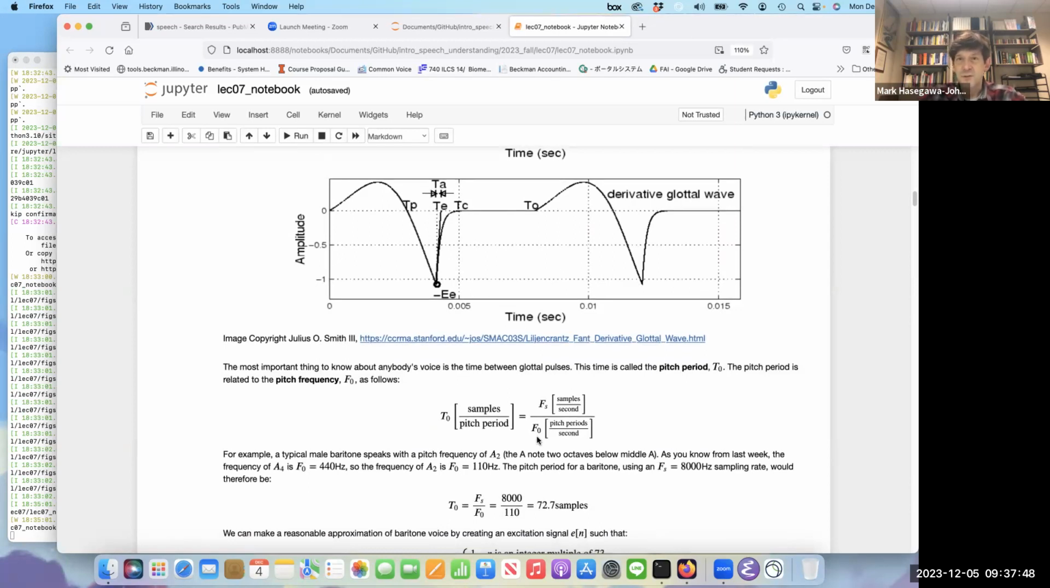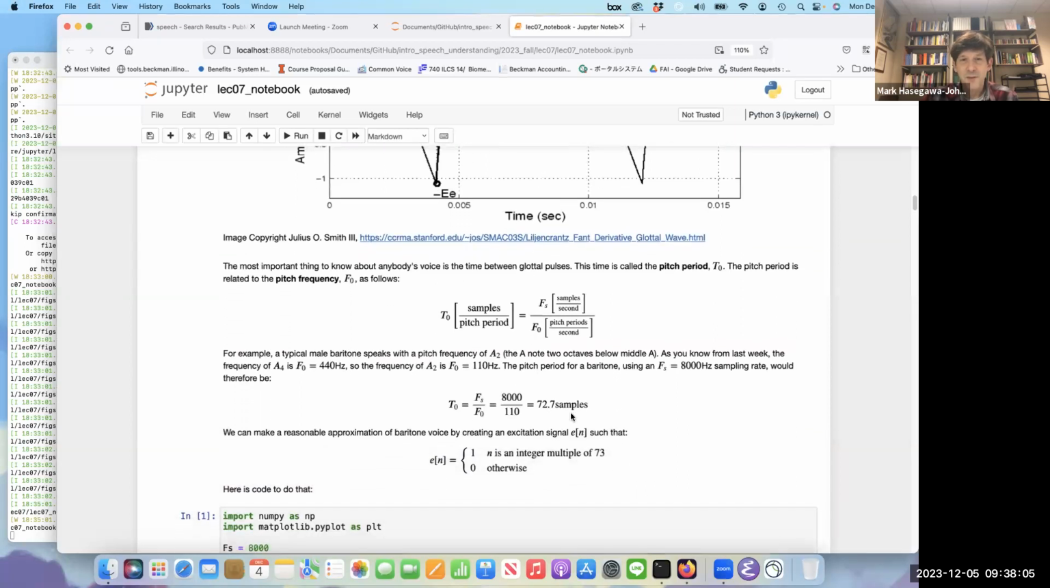F0 is called the pitch frequency, and this is the note that you hear when you sing a middle A on the piano. That middle A is at 440 pitch periods per second. So this is happening 440 times per second if you sing a middle A. A typical male speaking voice is about 2 octaves below middle A. So 440, 220, 110, a typical speaking voice is at around 110 hertz. So if we have 8,000 samples per second, 110 hertz is about 73 samples.